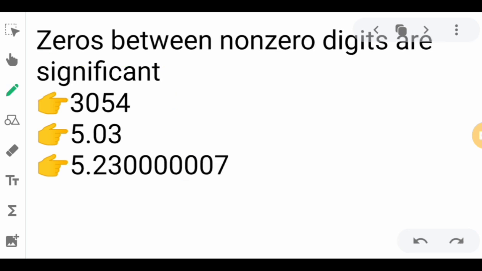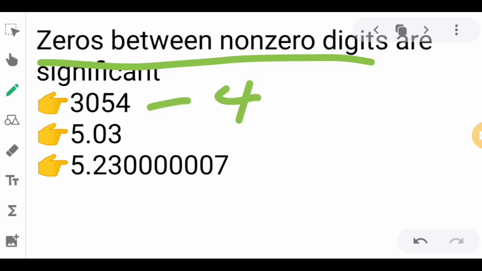And then next rule, zeros between non-zero digits are significant. We call the zeros between non-zero digits captive zeros. So we include the number of captive zeros in calculating the number of significant figures. For the first example, we have here 3054. We have here 4 significant figures. And then 5.03, we have here 3 significant figures.